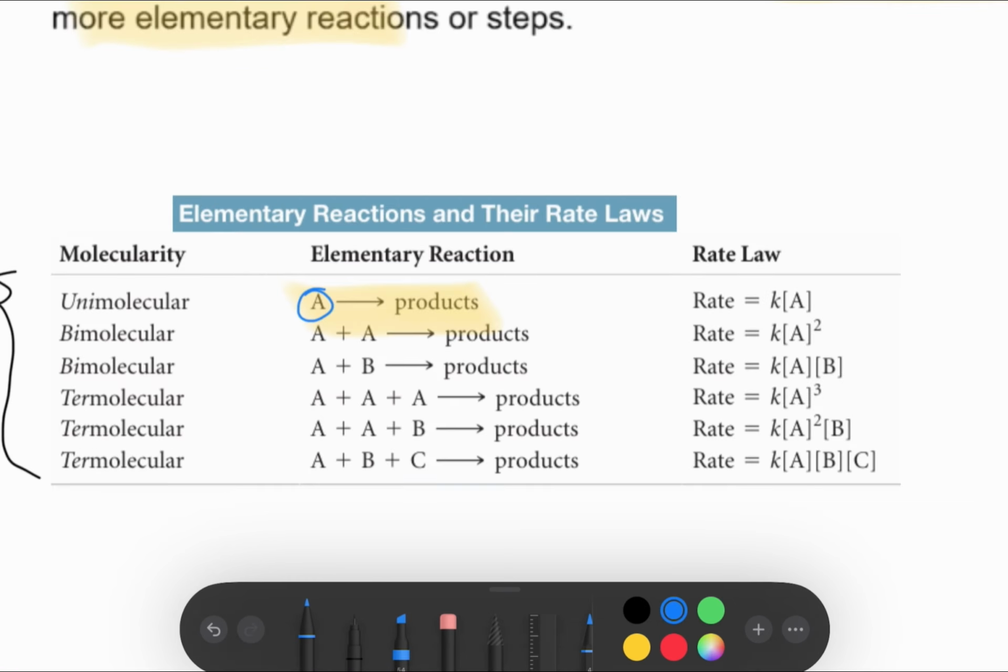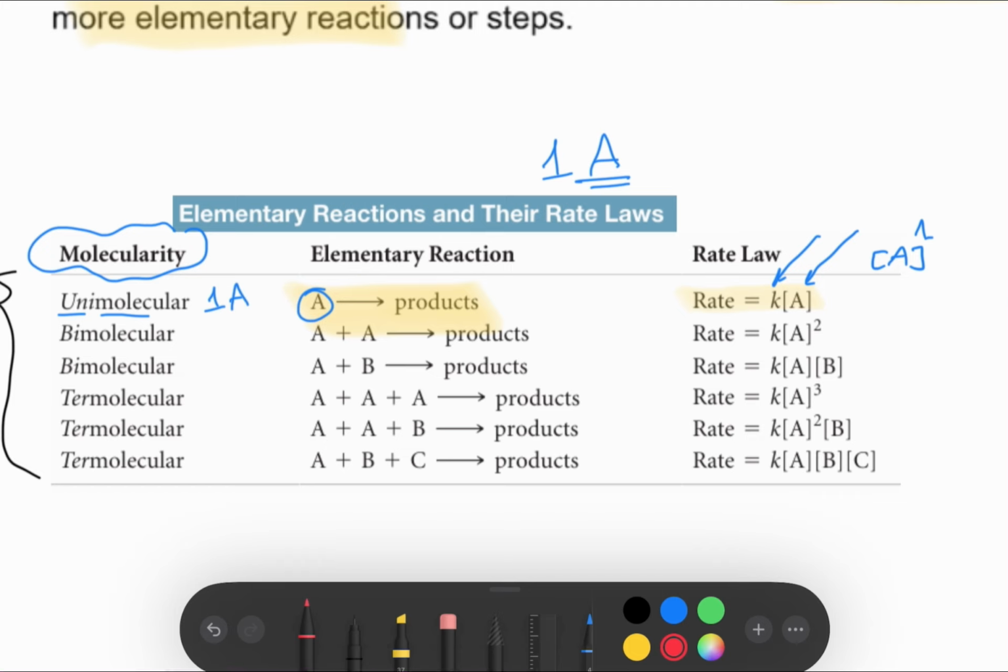The single step is represented here. We have only one reactant, which is A. Since you have only one molecule, A, we can say the molecularity of this reaction is unimolecular, which means one molecule in reactants. If you want to write the rate law for this step, it's represented by the rate constant k multiplied by the concentration of A raised to the power 1, because you have only one molecule of A.